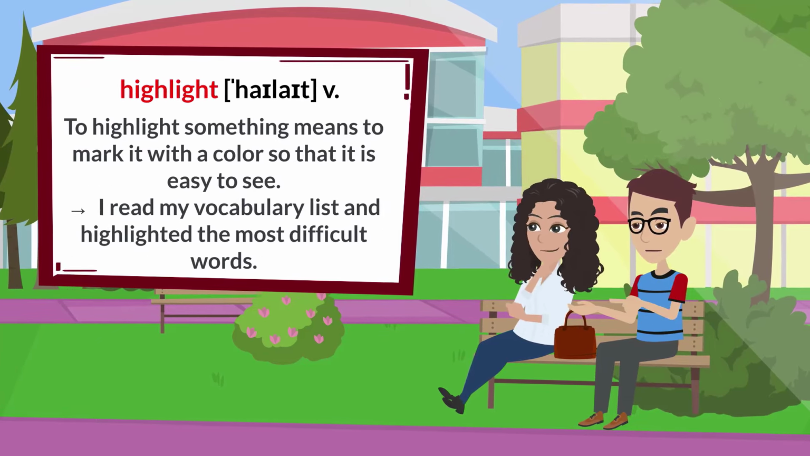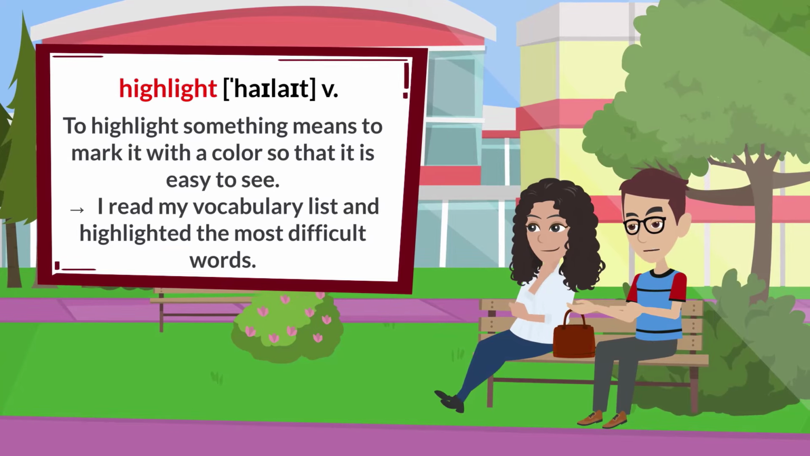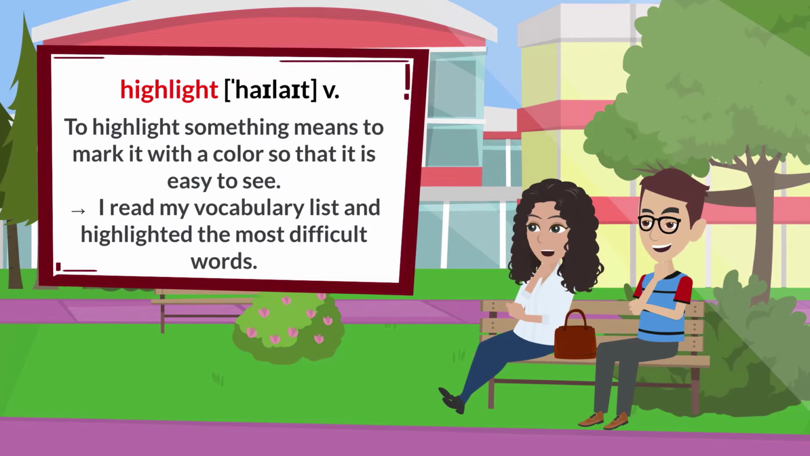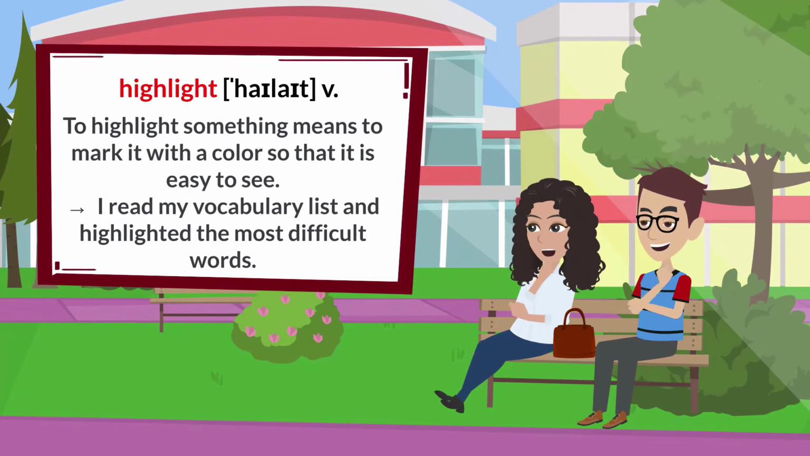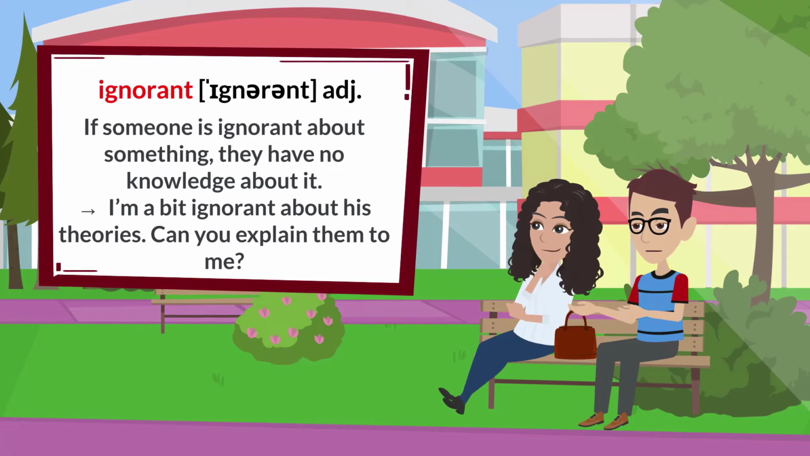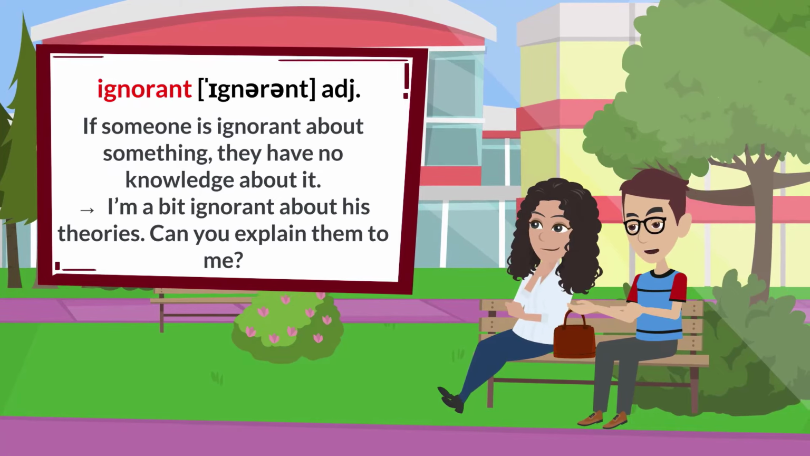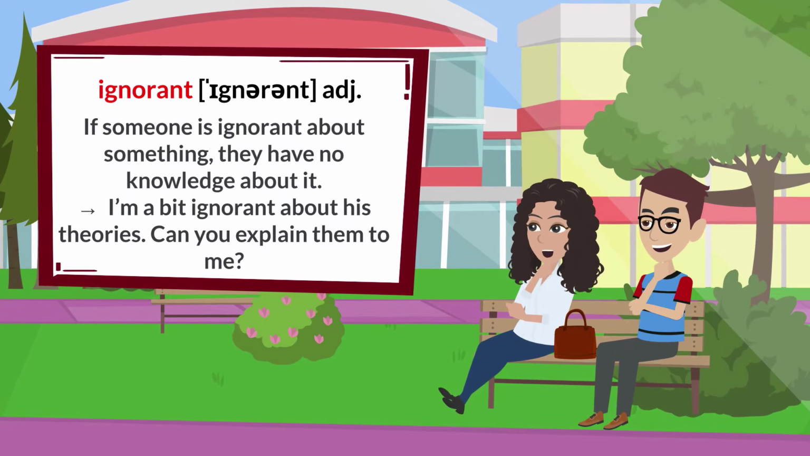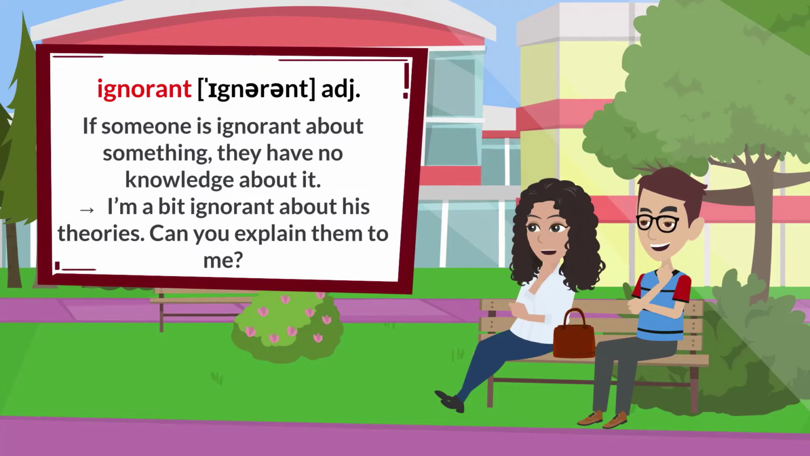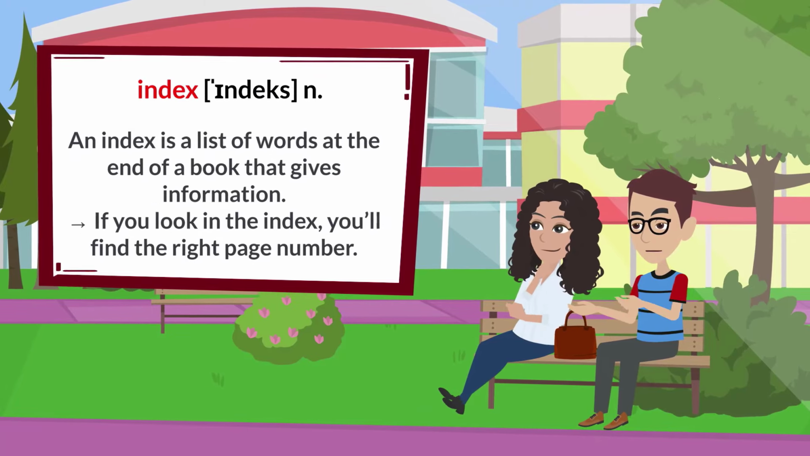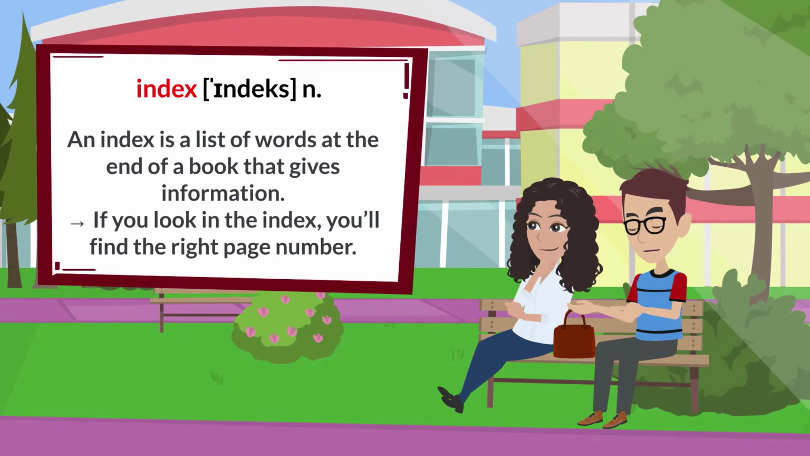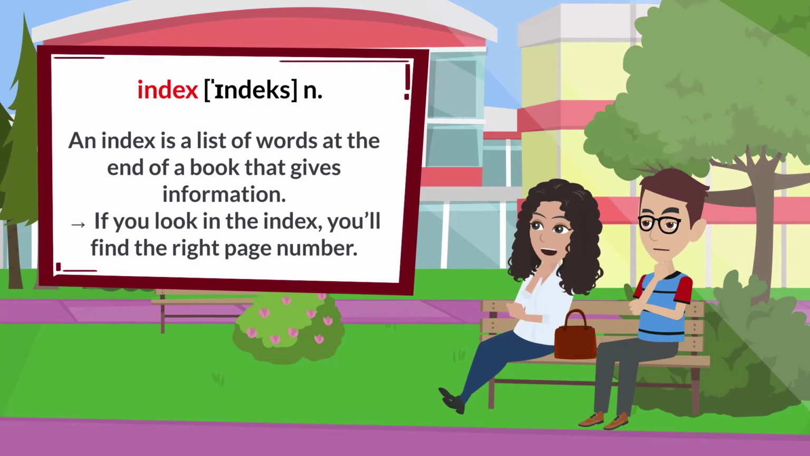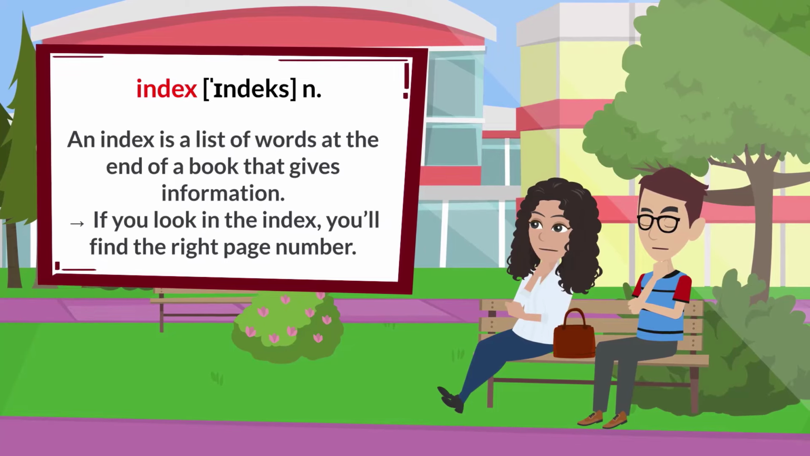Highlight. To highlight something means to mark it with a color so that it is easy to see. I read my vocabulary list and highlighted the most difficult words. Ignorant. If someone is ignorant about something, they have no knowledge about it. I'm a bit ignorant about his theories. Can you explain them to me? Index. An index is a list of words at the end of a book that gives information. If you look in the index, you'll find the right page number.